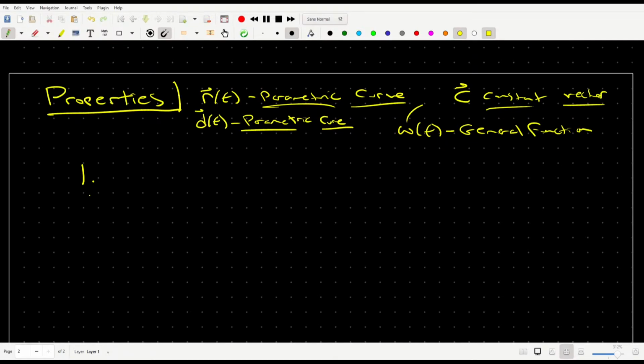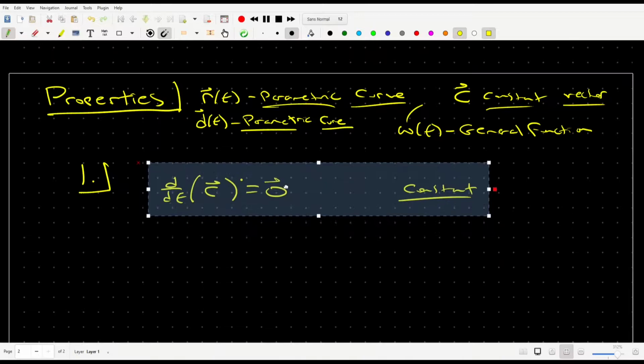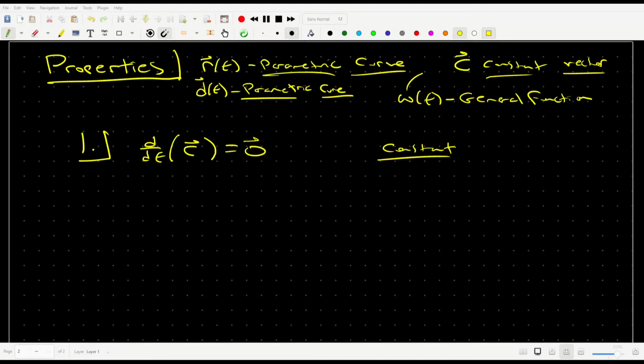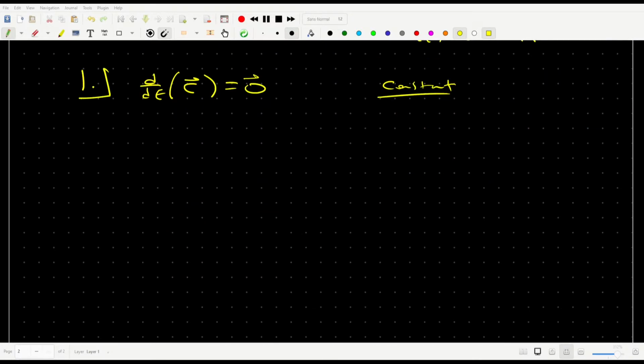So these properties are relatively easy to verify using the standard derivative rules. The first one is going to be the constant rule, or the derivative of a constant will always be equal to 0, the 0 vector. This is because the derivative of c1 will be 0, the derivative of c2 will be 0, and the derivative of c3 will be 0. This is a relatively straightforward one to consider.